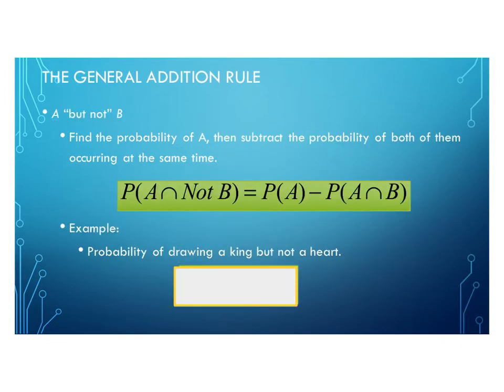Okay, for the probability of A but not B. If we find the probability of A, we can subtract the probability of both of them occurring at the same time. Okay, so notice in our box here, we have the probability of A and not B. I take the probability of A and subtract the overlap. So here's a simple example. The probability of obtaining a king, but not a heart. I would take 4 out of 52, because that's the number of kings in the deck, and I would subtract the king of hearts. So we would have 3 over 52, or about 6%.